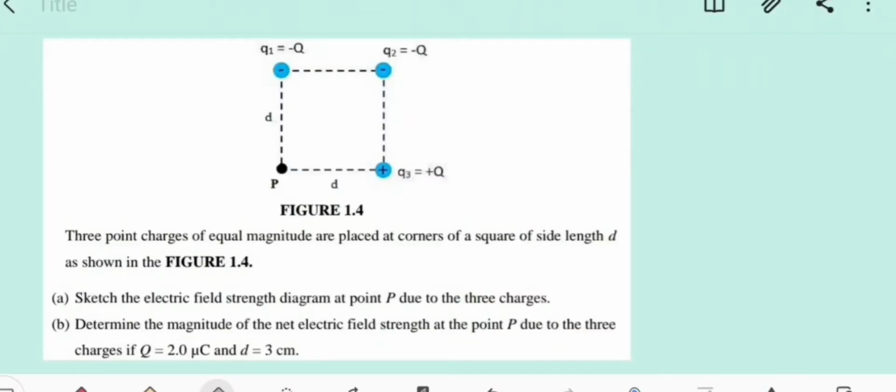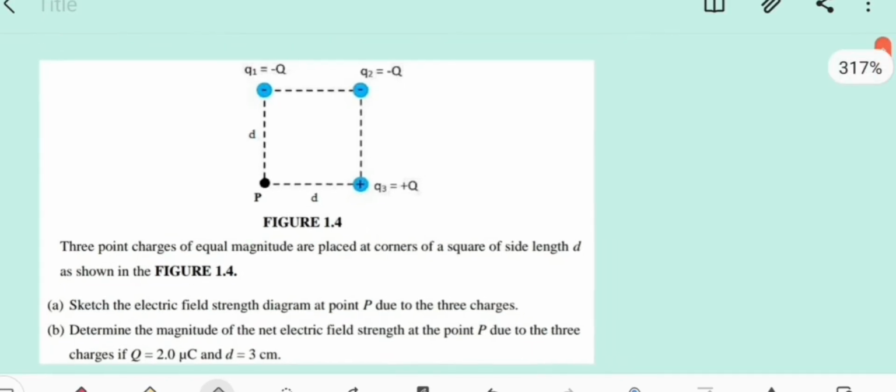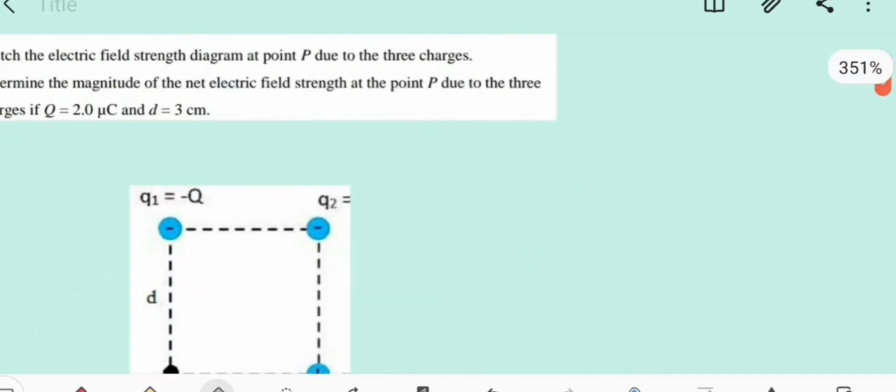Hi everyone, let's learn how to solve electric field problems. For question A, sketching the electric field strength diagram, I'm just going to copy this diagram down.